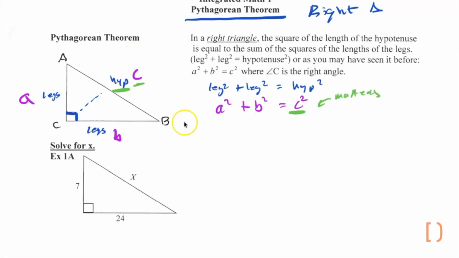So the rest, A and B, doesn't matter. You make that A, you make that B, they're both legs. It doesn't matter. C has to be the hypotenuse. It's the only mistake you can make. So don't make that mistake.